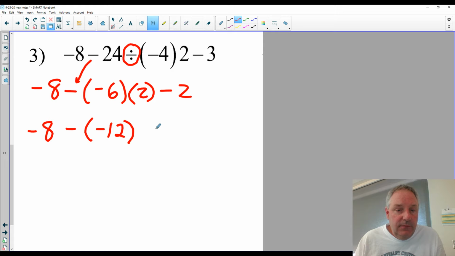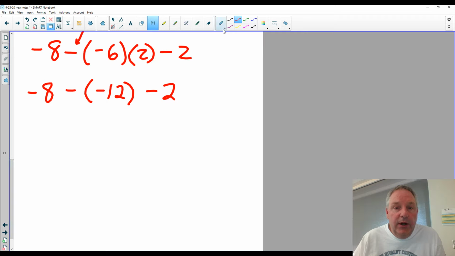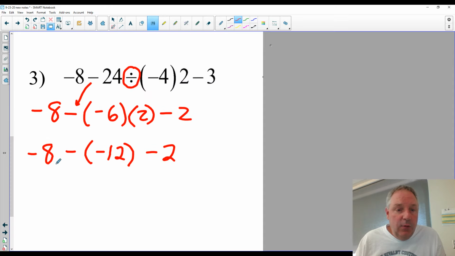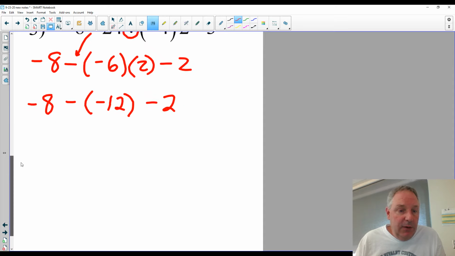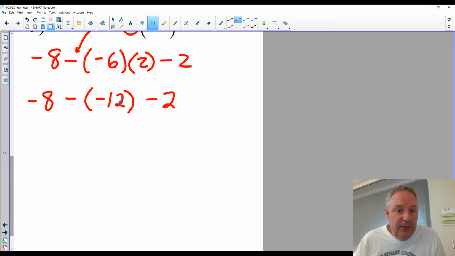And then minus 2. This is the one part where we said we don't want to write two signs, a minus and a negative, once I have just a single number there. I can't do it when I have more than one part. But when I have a single number, it's minus a negative 12. This would become negative 8 plus 12 minus 2. Negative 8 plus 12 gives me 4 minus 2.